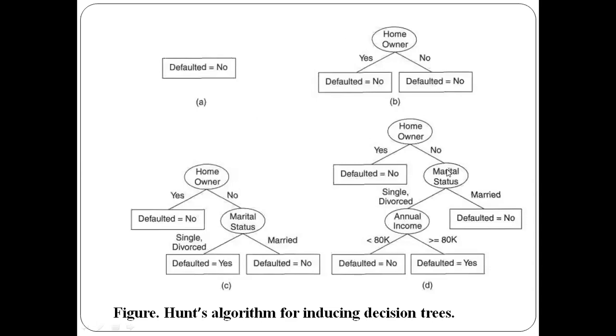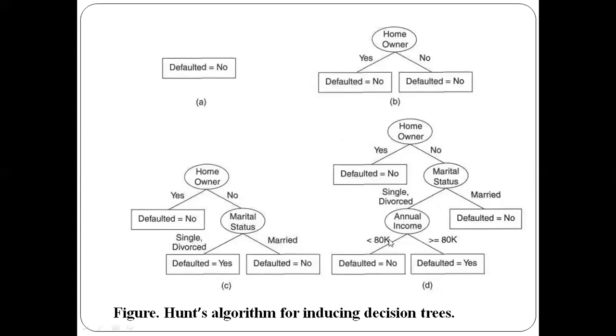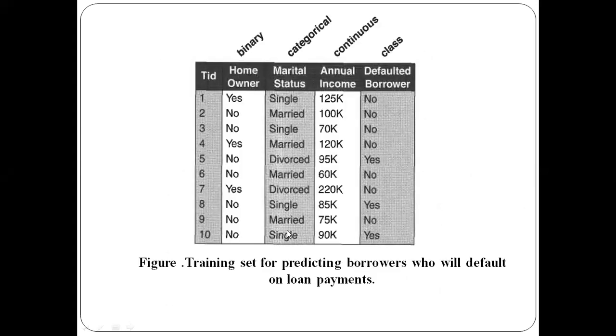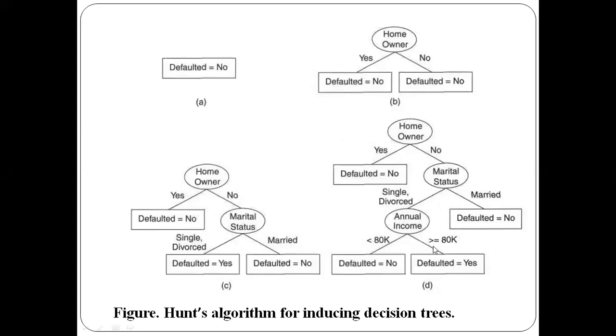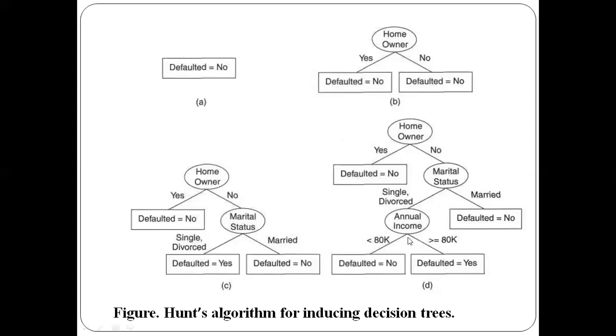Again, in this marital status, for single and divorced, if you consider the annual income, based on that also you can classify the records here. Suppose for the single and divorced people, if their annual income is less than 80K, then defaulted is equal to no in this table. And for the single and divorced people whose annual income is greater than or equal to 80K, for them defaulted is equal to yes. So based on that also we have assigned the class label.